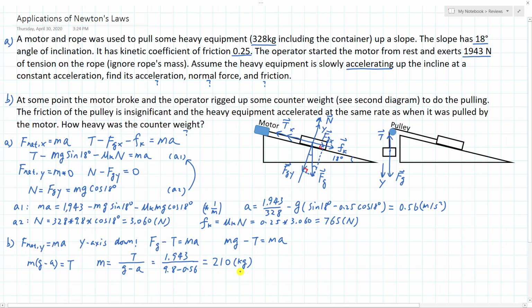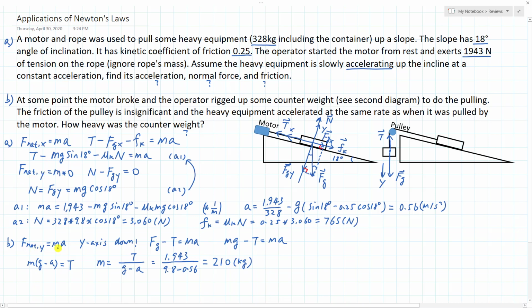So basically, the second part did not really require a separate free body diagram, but sometimes you'll see just the second part of a question, such as an object being pulled up an inclined plane by another object falling vertically down. Then you'll have to get two diagrams, one diagram for each object and one equation like this for each axis. So there's two axes for the heavy equipment.